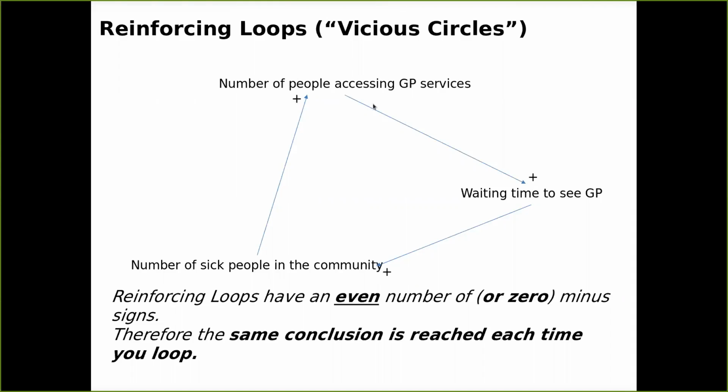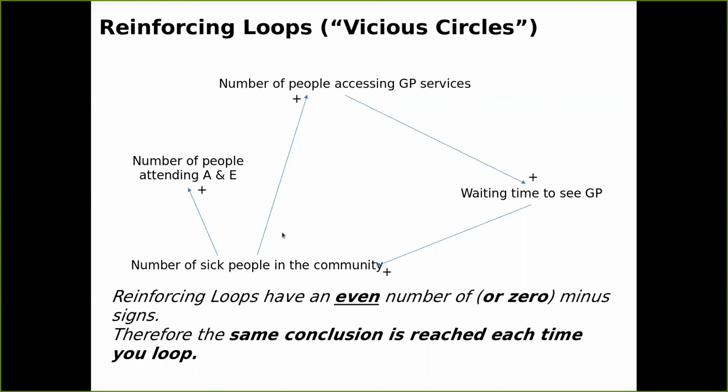But if you think through what you're actually saying, there's a little tip that you can use to double check that you're identifying the right kind of loop. So if it's a reinforcing loop, every time you go around the loop, you should reach the same conclusion. So here, if I start with number of people accessing GP services, if that increases, waiting time to see a GP increases. If waiting time to see a GP increases, number of sick people in the community increases. If number of sick people in the community increases, number of people accessing GP services increases. And that's what I said at the very start, number of people accessing GP services increases. So I've come back to the same thing that I said at the start.